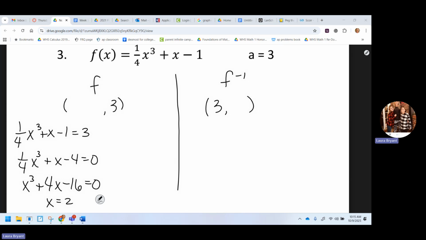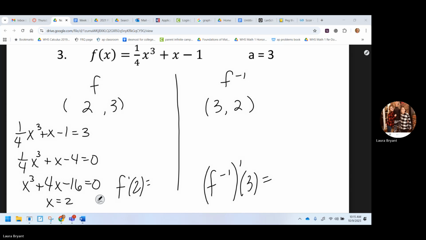Okay, so I know x equals 2 is the rest of my coordinate, meaning if I need the derivative at 3 on the inverse, all I have to do is find the derivative at 2 on the original and flip it over. So the derivative in this case is 3/4 x squared plus 1. And then I'm just going to plug 2 into that. So 3/4 times 4, that cancels. So 3 plus 1 is 4.